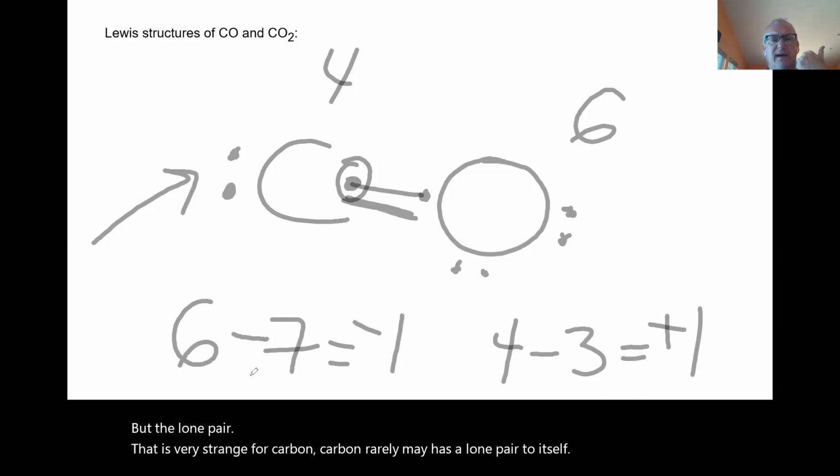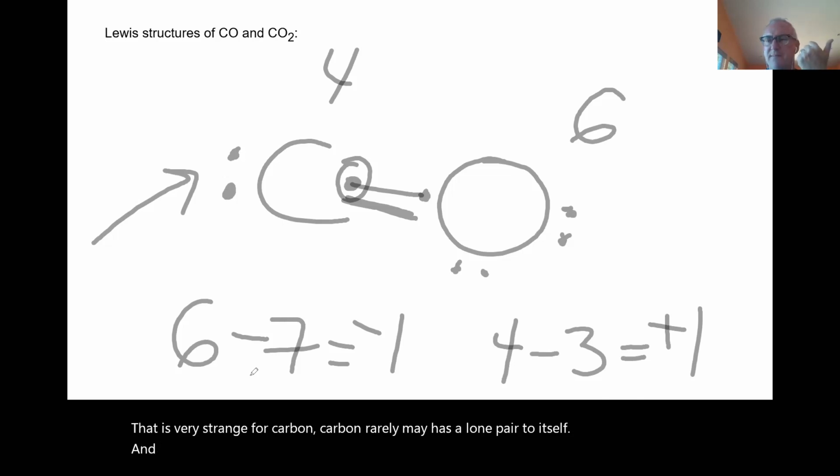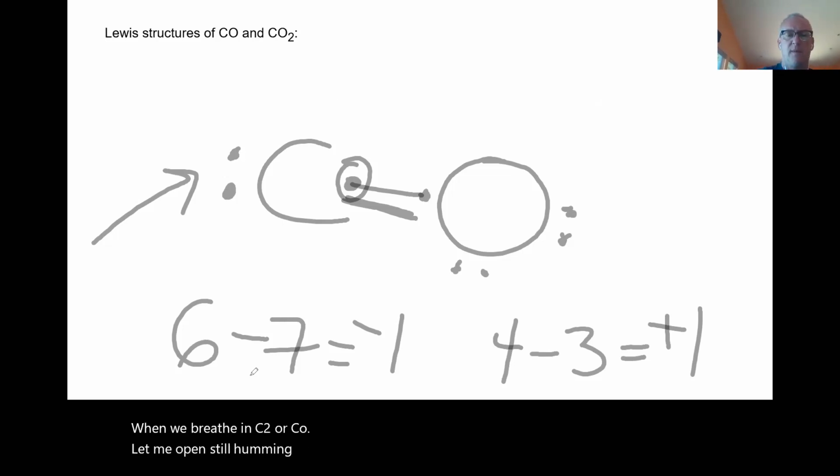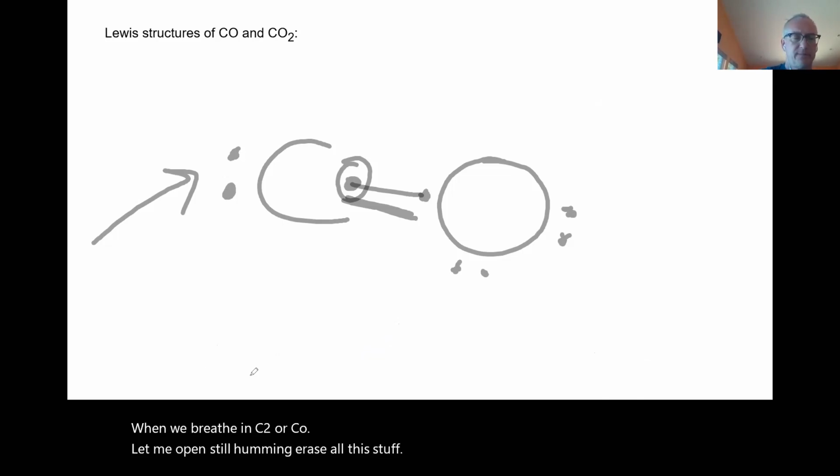And so it's one of the reasons that makes carbon monoxide poisonous, because when we breathe in CO2 or CO, let me erase some of this stuff. When we breathe in oxygen, oxygen looks like this, right?